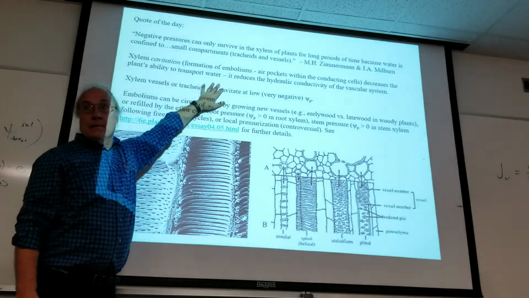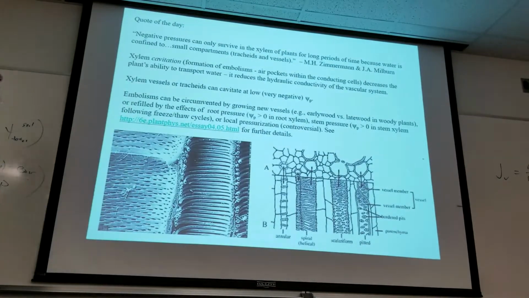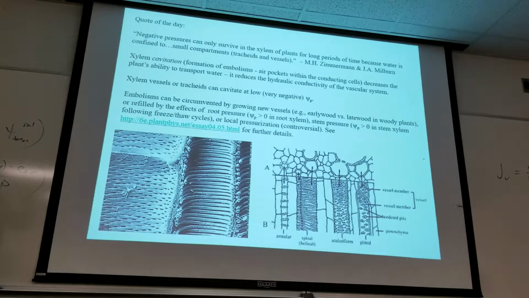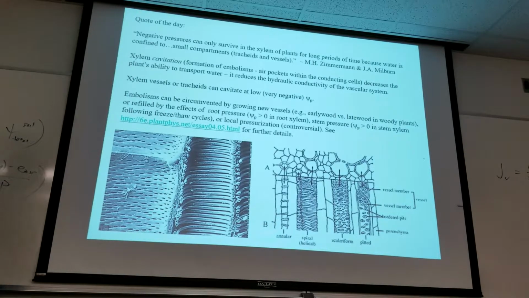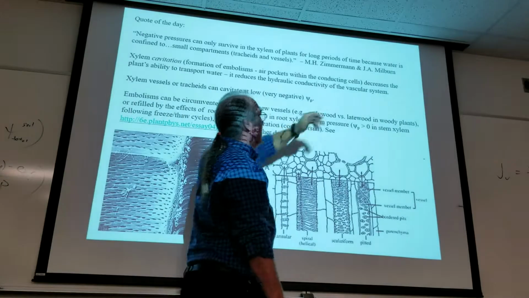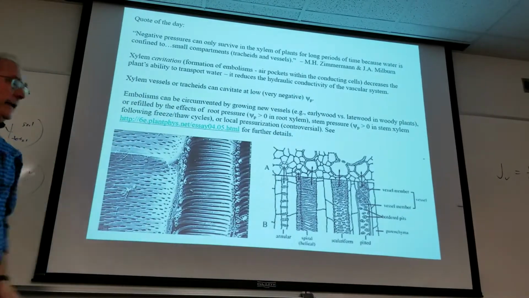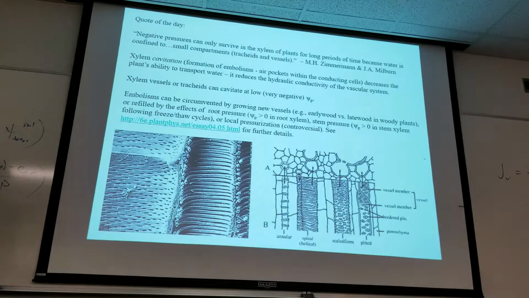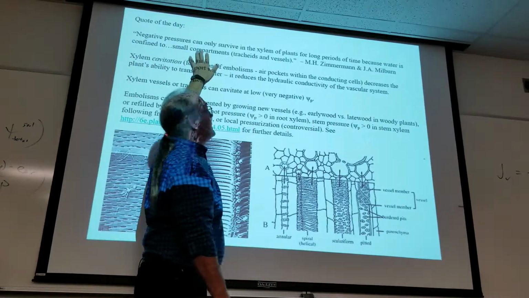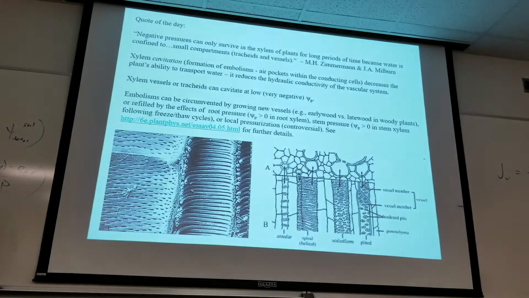Cavitation, the formation of these embolisms, obviously is bad for the plant because if the vessel's full of air, the water can't get through there, right? So it reduces the hydraulic conductivity of the vascular system. And it's only because there's so much redundancy in that vascular system, a bunch of parallel pipes, some of which get embolized, but others don't. It's only because these embolisms are restricted to small compartments that the whole system is able to work.